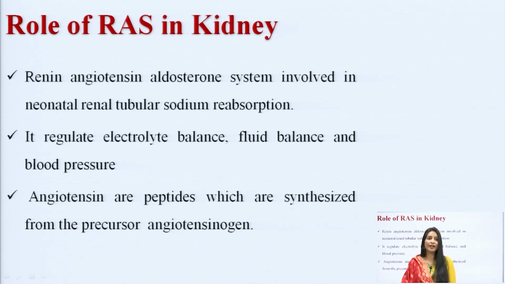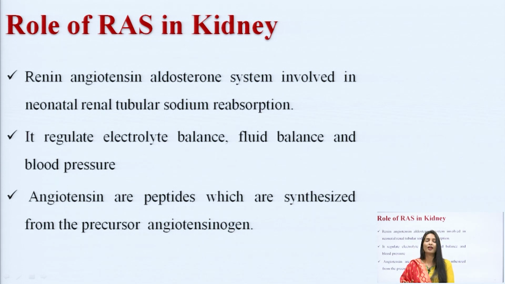If the renin angiotensin aldosterone system is involved, what is the main role of this system? It has to reabsorb the sodium into the body, and it will regulate the electrolyte balance, the fluid balance, and the blood pressure, right. Regulating blood pressure in the sense that if the sodium is reabsorbed, it may cause an increase in blood pressure, right. And here I am talking about the renin angiotensin.